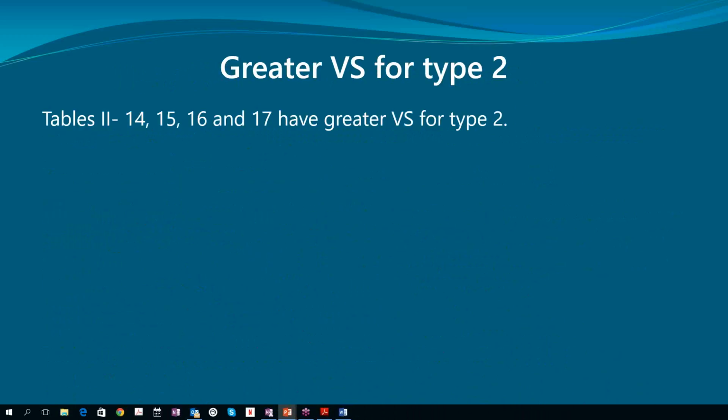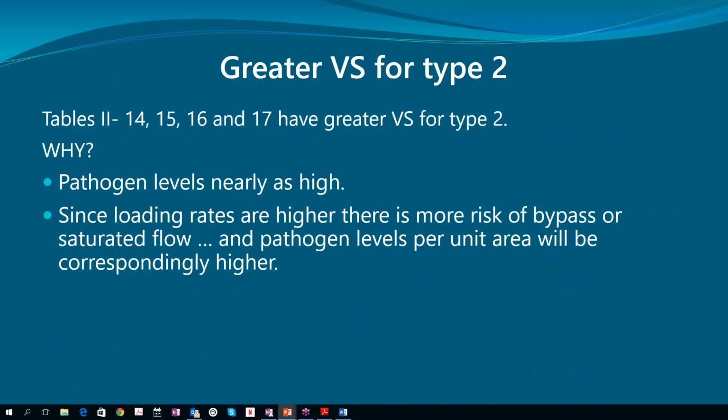Moving on, I guess. The greater VS for type 2, again, because I'm so late, I'm just going to speed read this for you. There's a bunch of explanation in the SPM about why, but the main reason is pathogen levels are nearly as high as type 1.